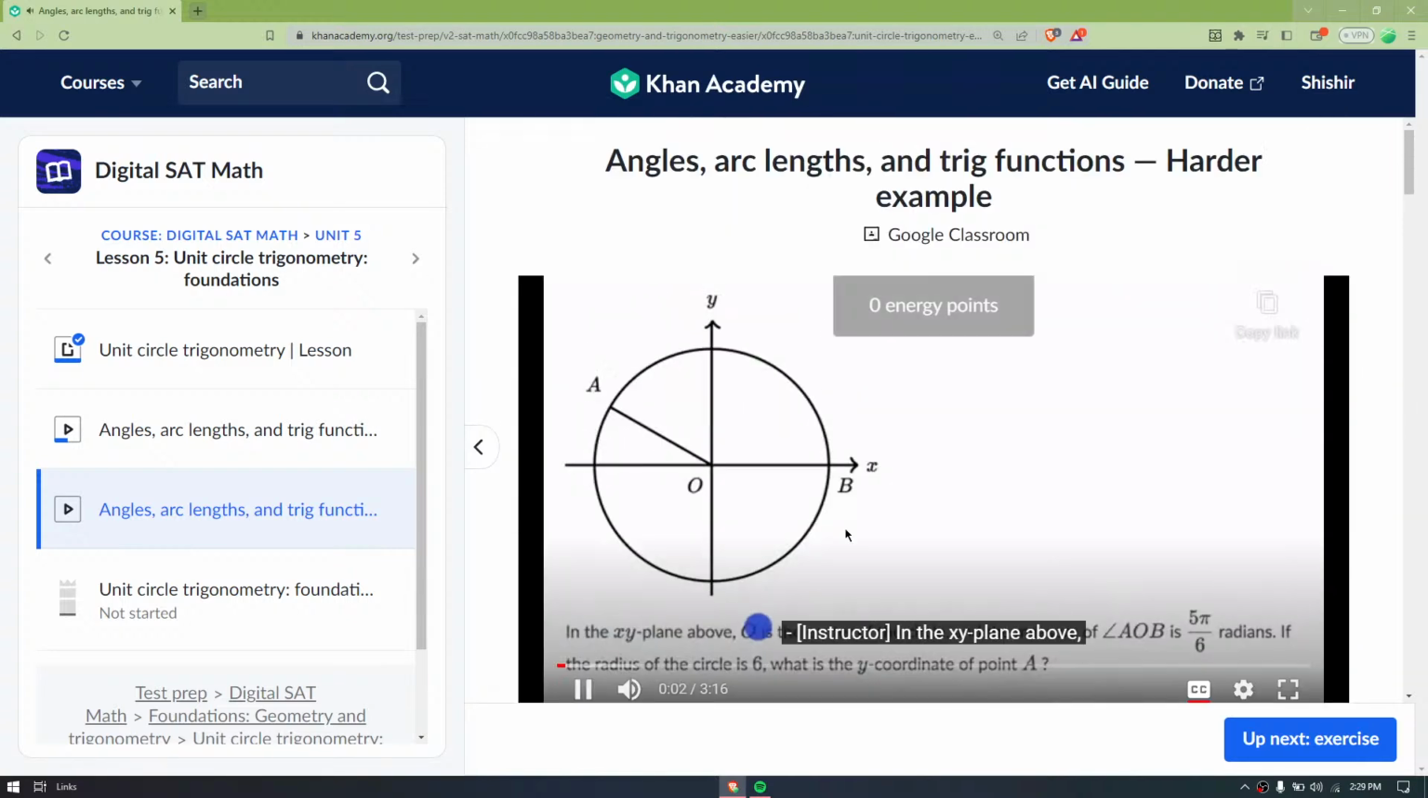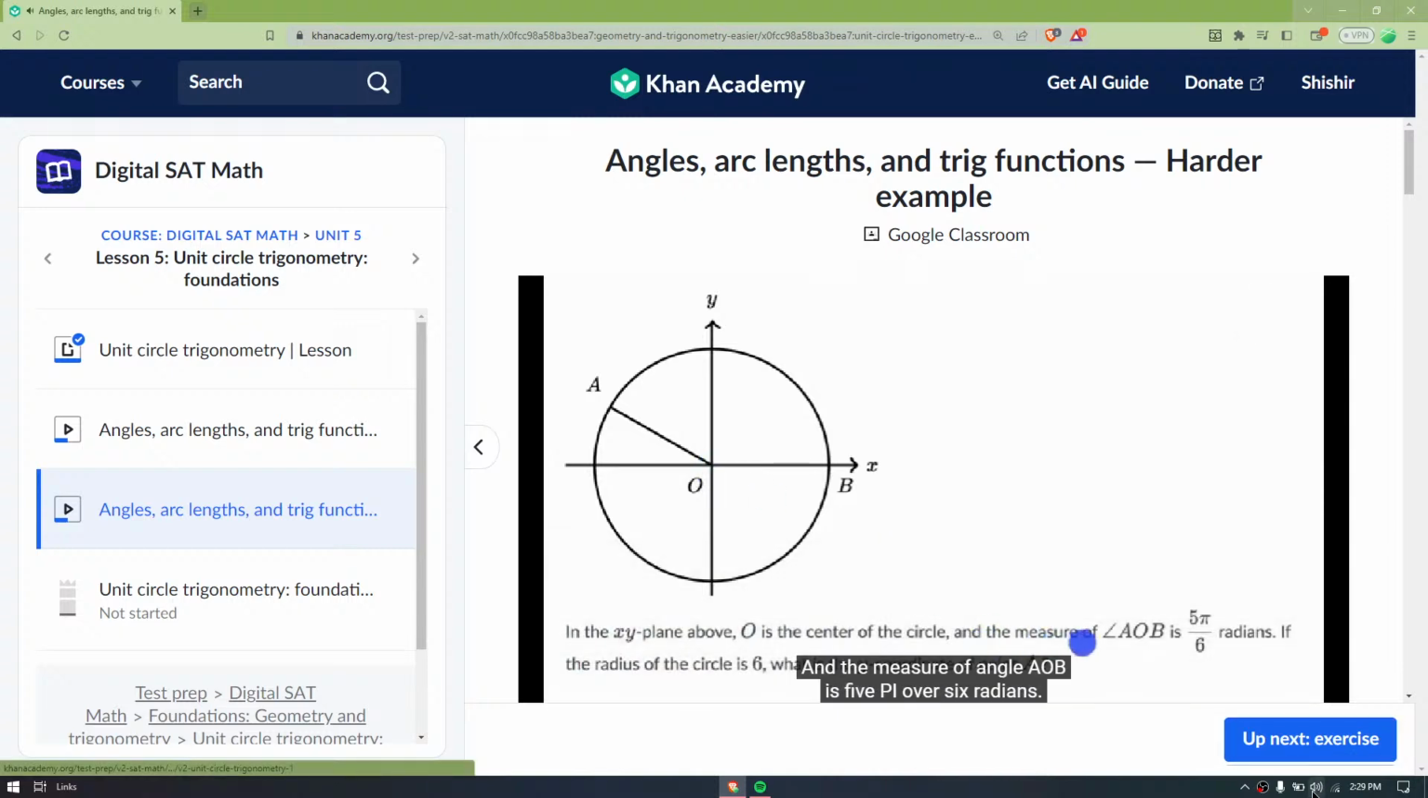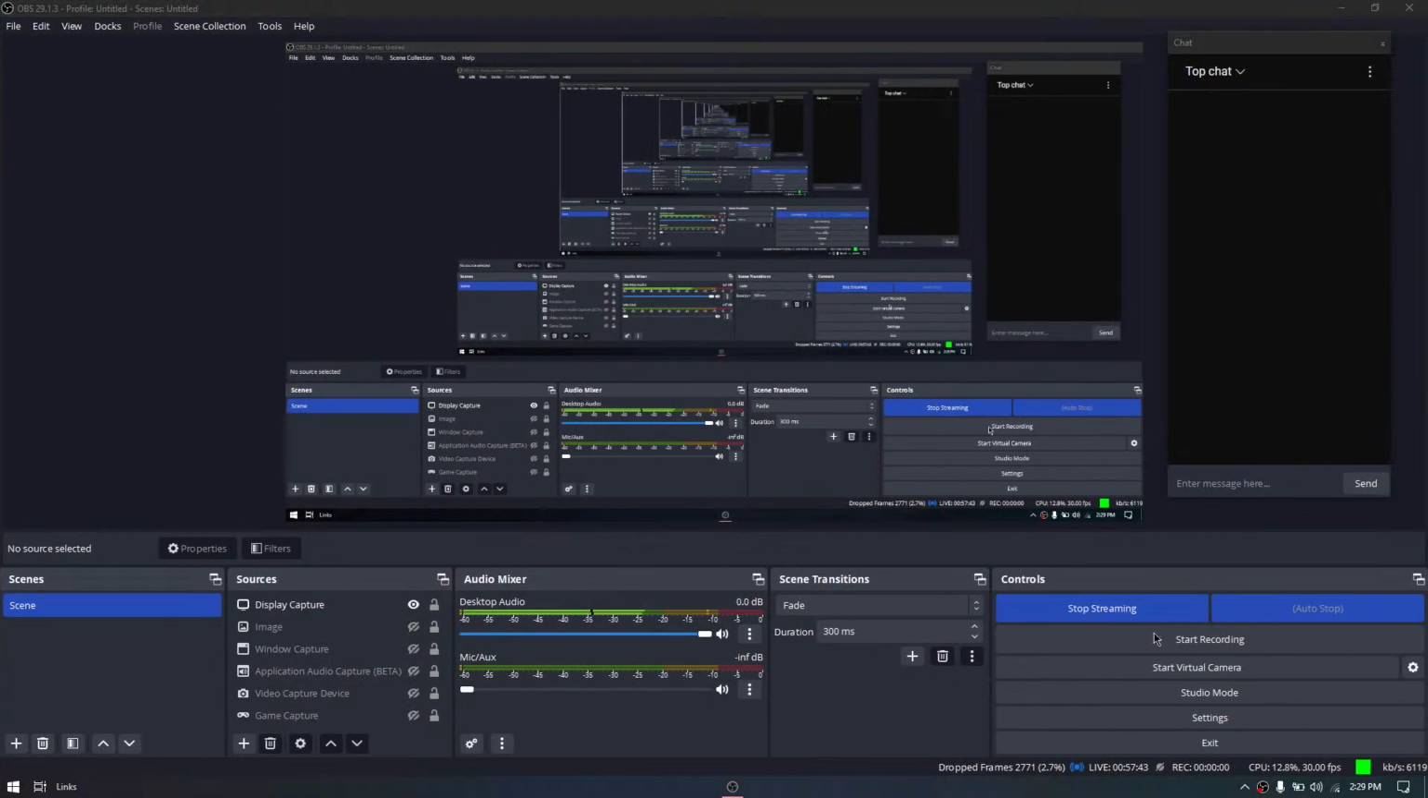In the xy plane above, O is the center of the circle right over here, and the measure of angle AOB is 5 pi over 6 radians. If the radius of the circle is 6, what is the y coordinate of point A? Pause this video and see if you can figure this out before we work through this together.